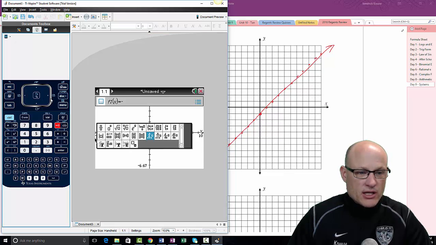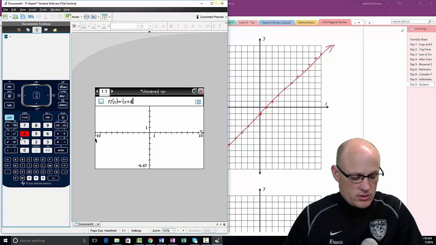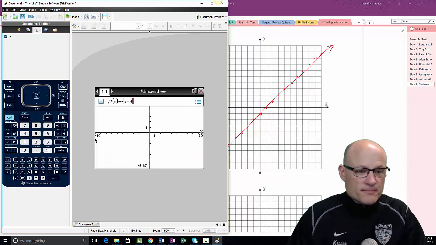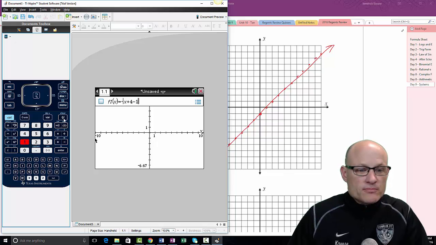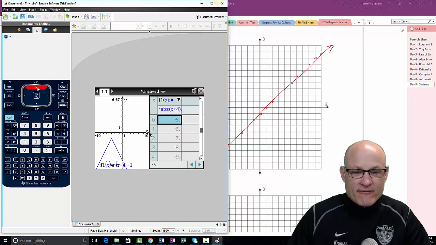It does not like when I click on that menu. Absolute value bars, x plus 4, minus 1. Oops, got to get out of the absolute value bars. That's one of the other mistakes commonly made. Minus 1. Make sure it looks exactly like what you have. Enter. And then I'm going to go to the table, Control T. And I'm going to copy down everything that's not bigger than a 10.